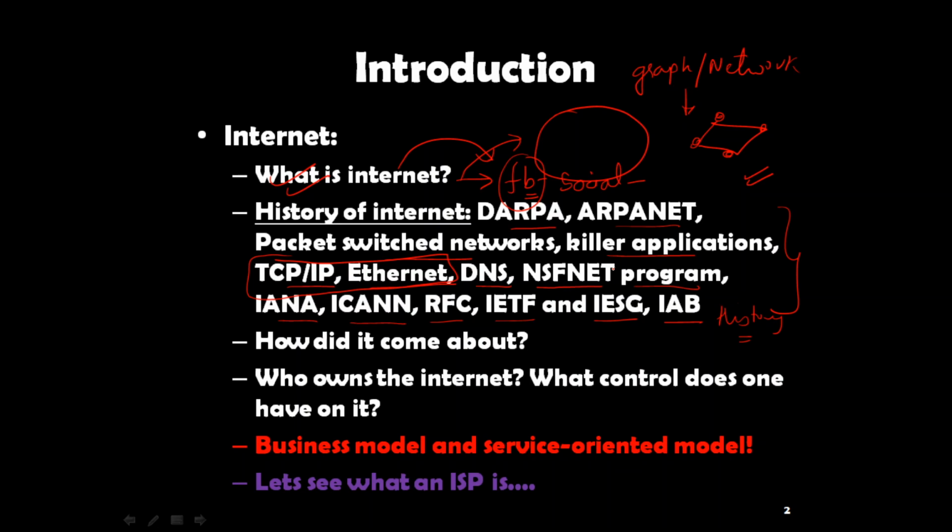But in this course, we will discuss from a scratch point of view. It means we will discuss each and every content of computer networks, CCNA. How did it come about? Who owns the internet? Who is controlling the internet? We will see the answer. What control does one have on it? Business model and service oriented model. Let's see what is ISP.